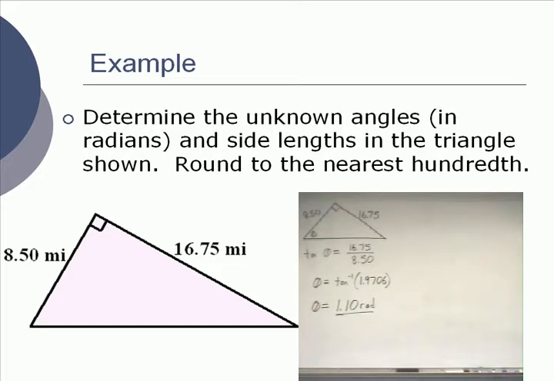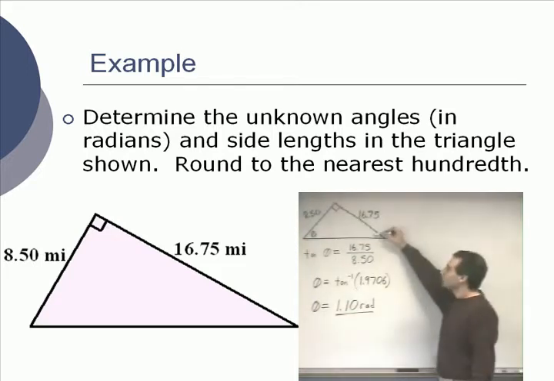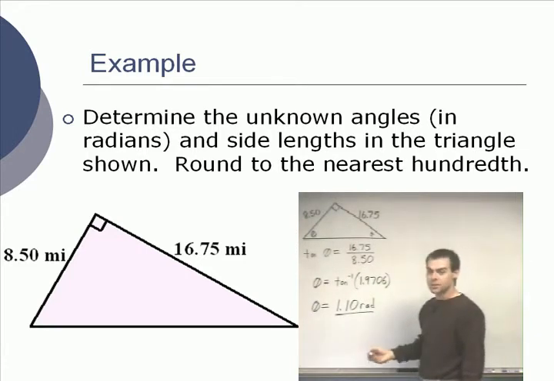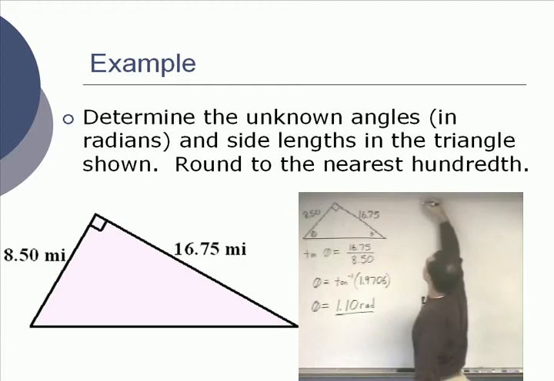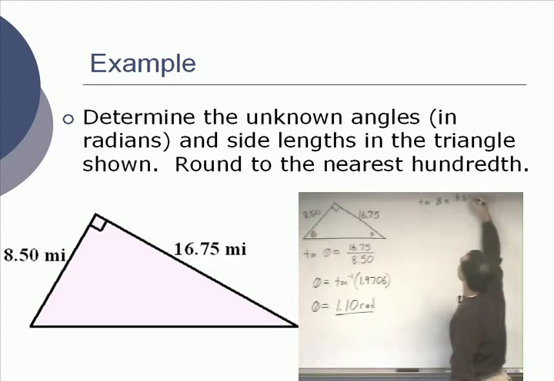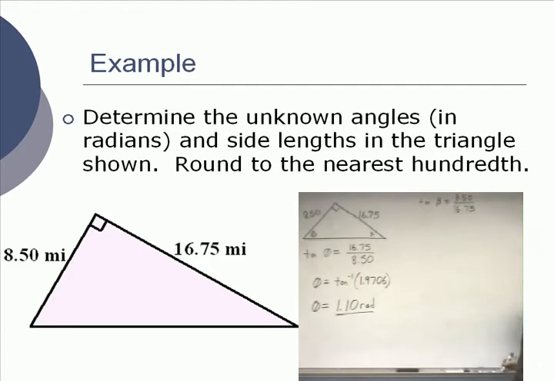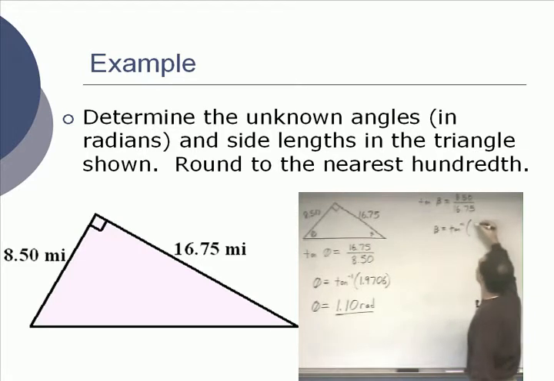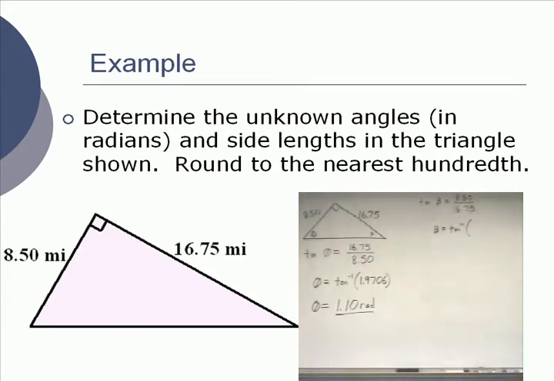Now, finding the other angle, we can do it by subtraction, or we can go back and use trig functions. But if we wanted to find this one, what trig function would we have to use now? Let's call this one beta. You would still use the tangent function, but they're going to be reversed. We know that the tangent of beta would be opposite of 8.50 over 16.75. Okay, well, that means that beta is equal to the inverse tangent of 8.50 divided by 16.75.